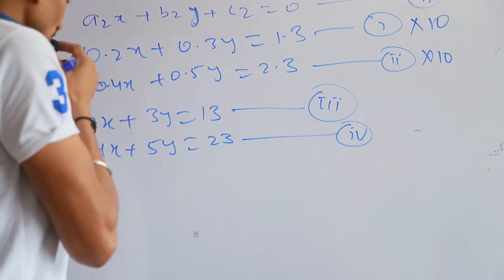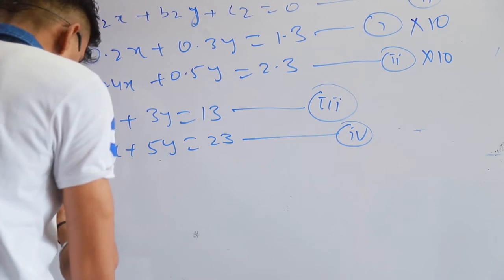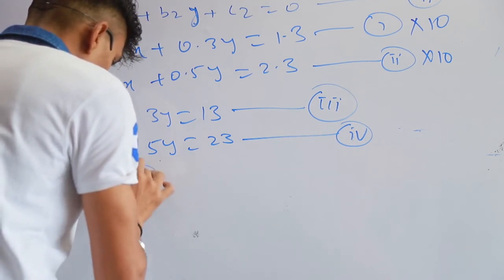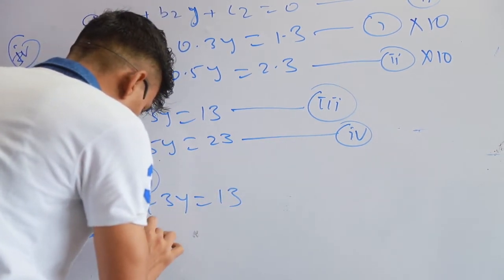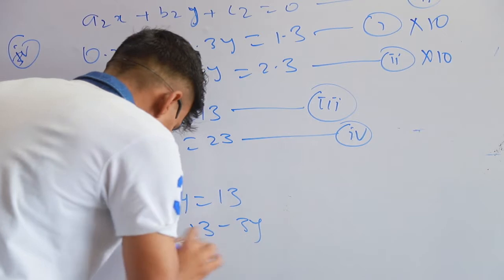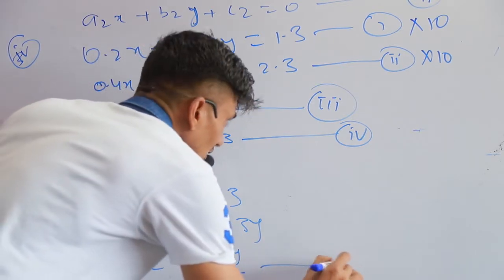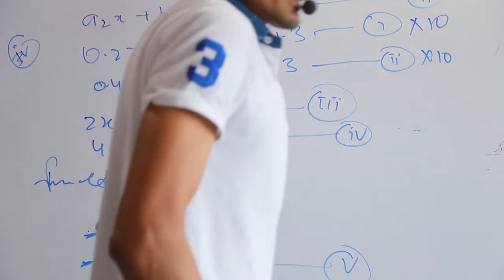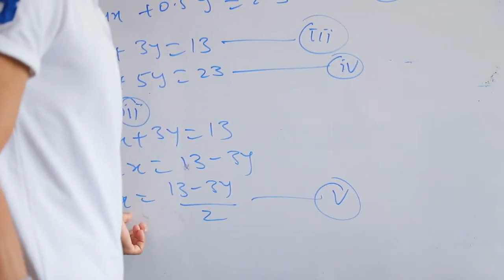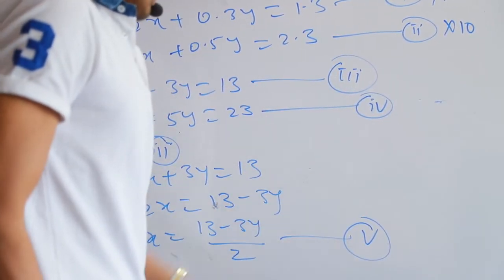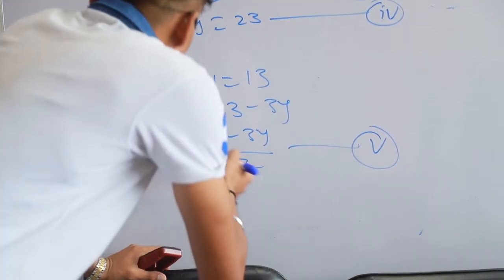Now to solve that, from equation number 3 you will get the value of x. 2x plus 3y equal to 13. Here 2x is equal to how much? 13 minus 3y. Here x is equal to how much? 13 minus 3y by 2. That's the equation number 5. Now we can put the value of x in any equation 3 or 4. That means you can put the value of x in equation 4.